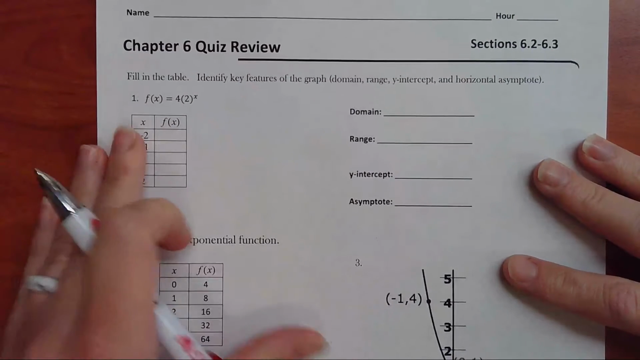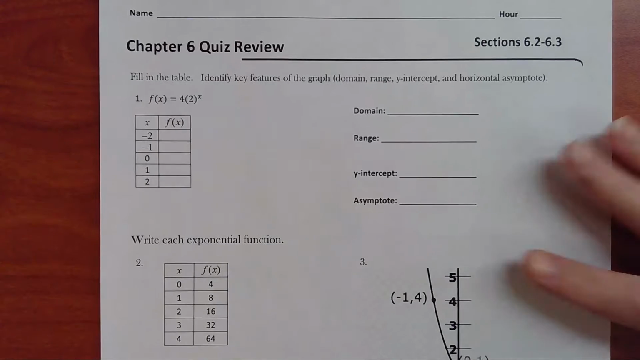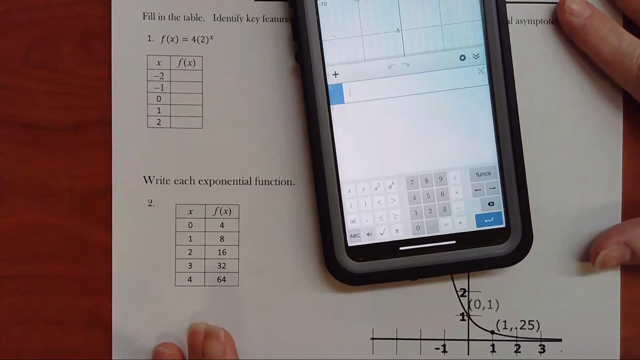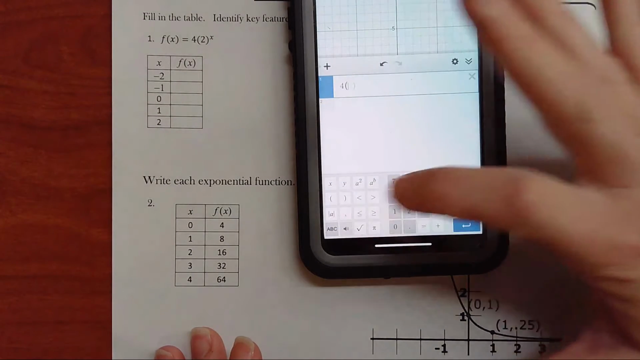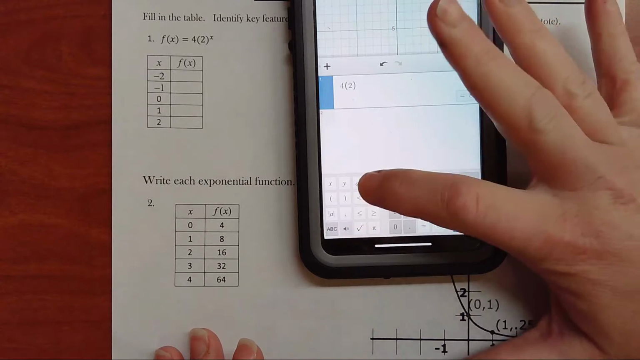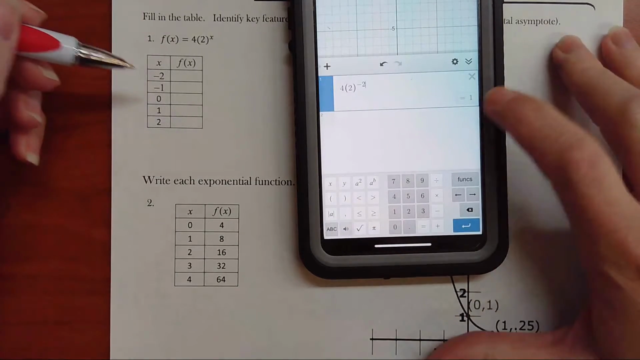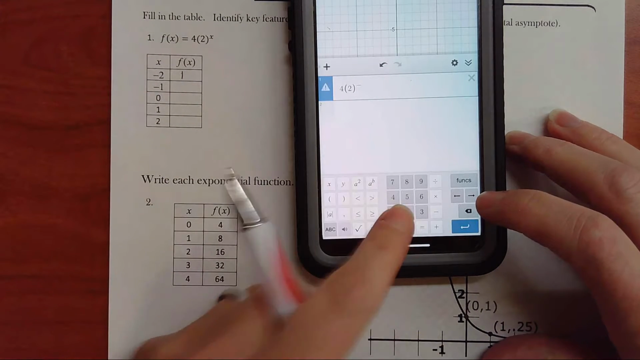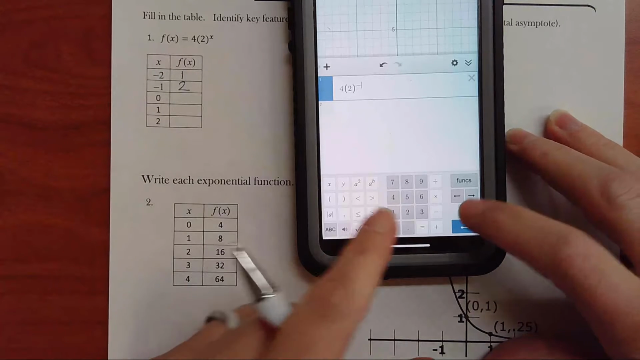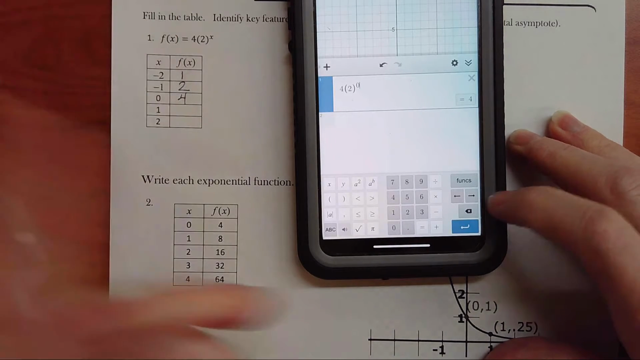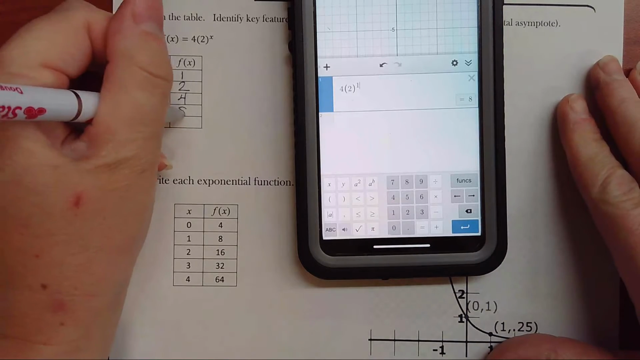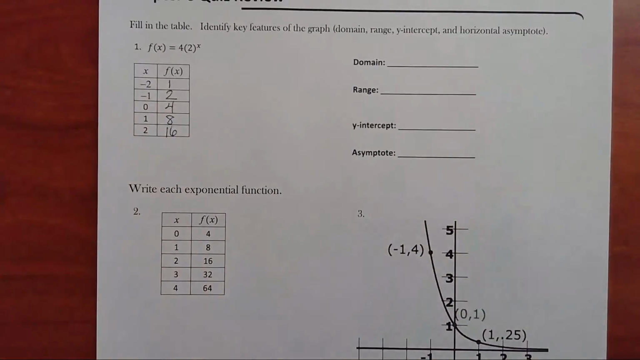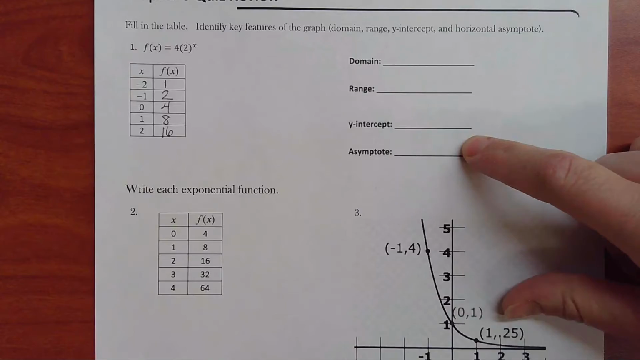So for number 1 here, first thing you need to do is fill in the table, and that's where you're going to need Desmos. So let's see, I have 4 times (2) to the -2 power, and that gives me a 1. Instead of the -2, I'm going to put in a -1, and I get a 2. Instead of the -1, I'm going to plug in a 0, and I get a 4. Instead of the 0, I plug in a 1, and instead of the 1, I plug in a 2. So there's my table. And then you need all of these different features of the graph.